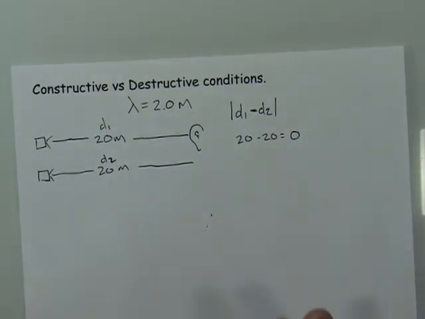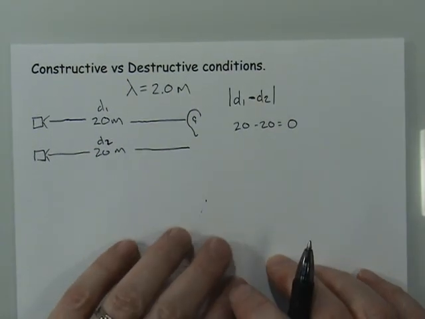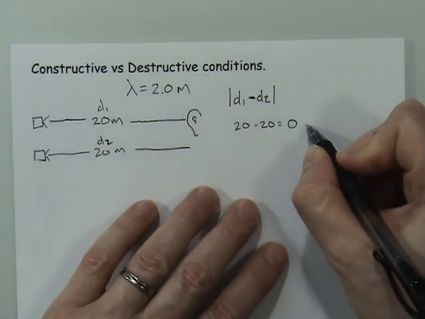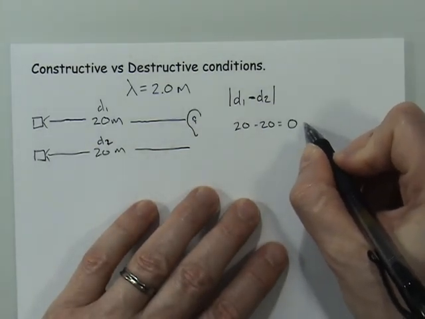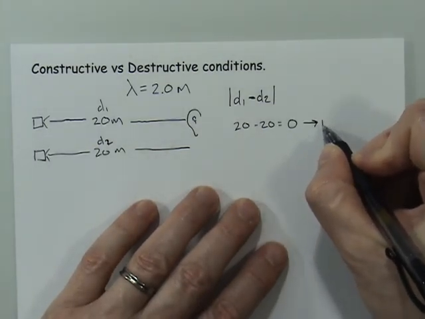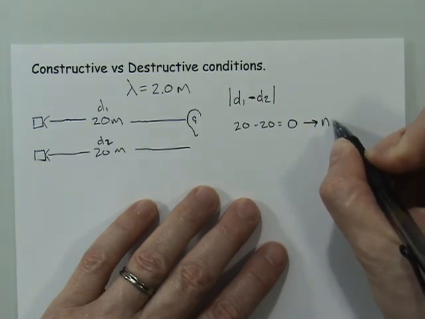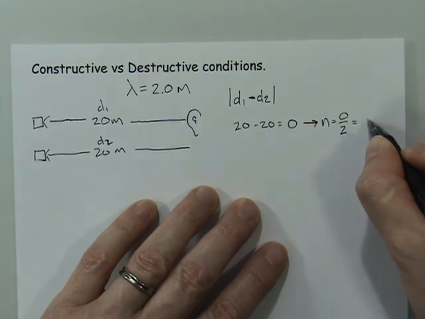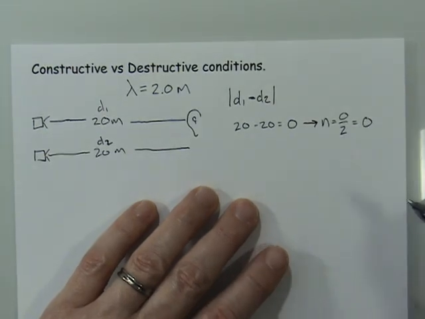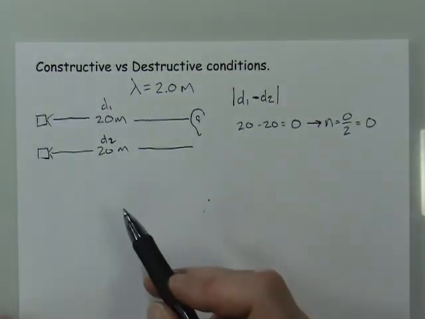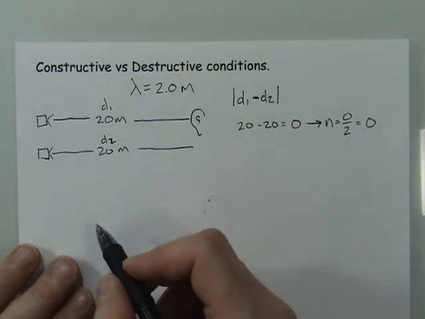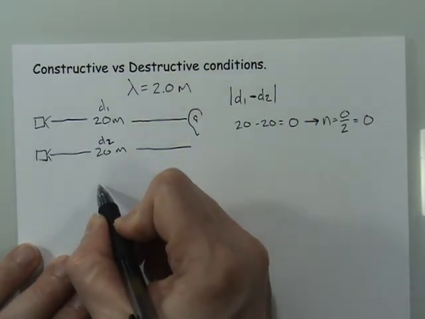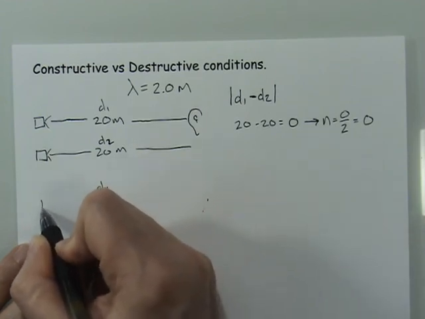So it turns out there's lots of points. It's not just one point of constructive interference. There's lots of points of constructive interference. So this leads to a value for, I'm going to call this property n. So n is equal to 0 divided by the wavelength, which is 2. That gives me the n equals 0 situation. Now let's imagine that I move the speaker a little bit. So let's try this situation. Let's say that in the second situation, D1 has remained the same.